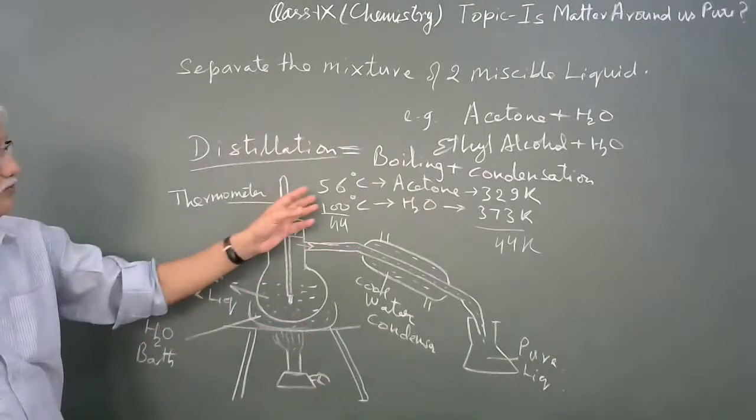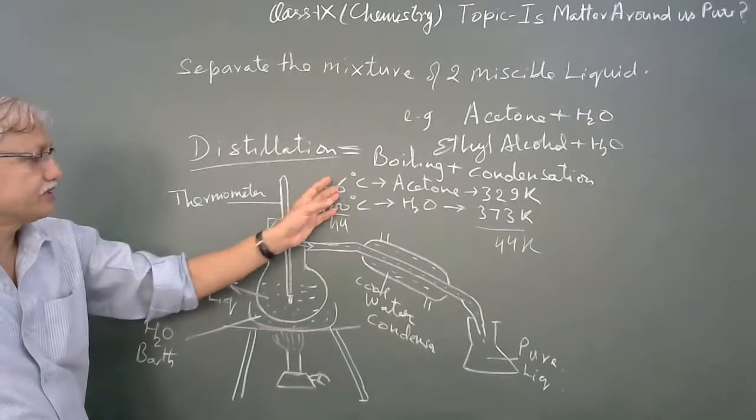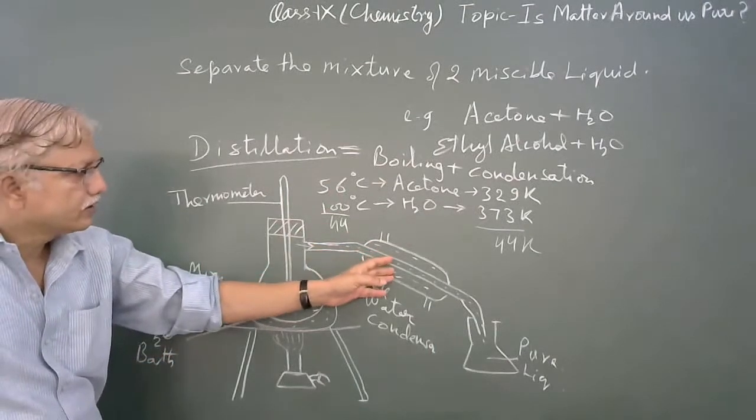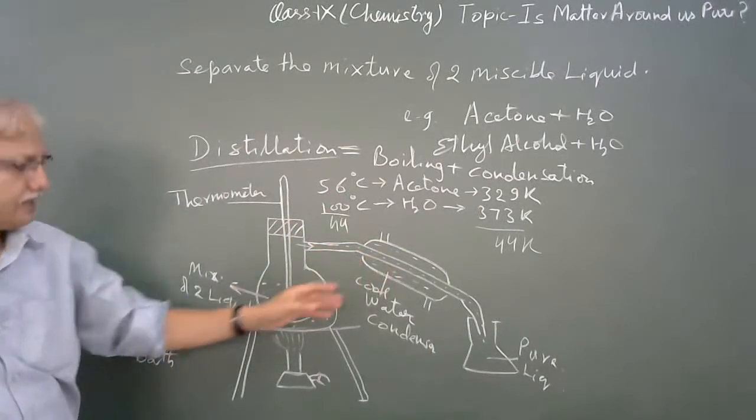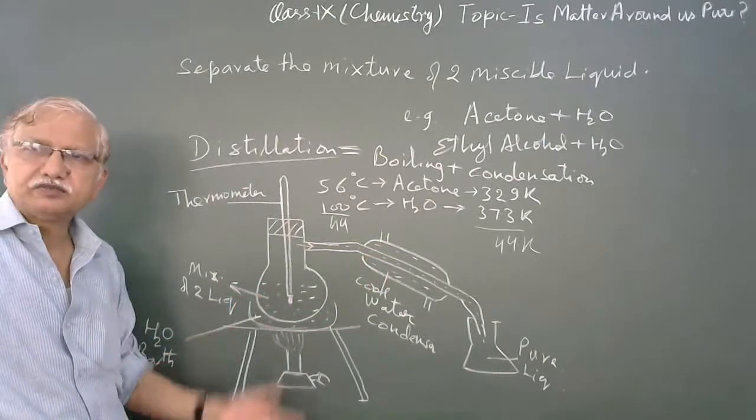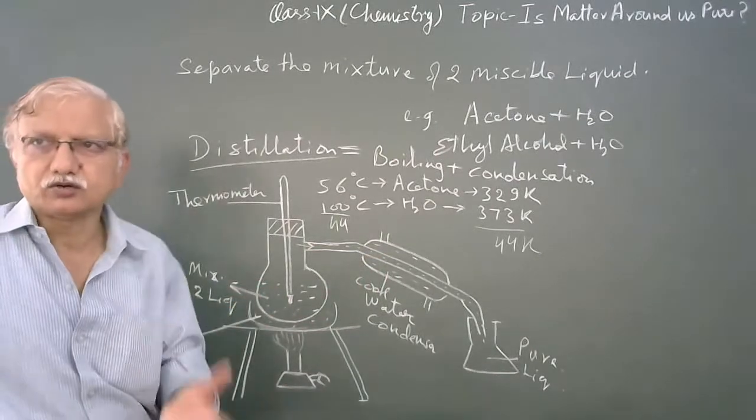So when we maintain the temperature at 56 degrees Celsius, till then all the acetone will convert to vapor state, and afterwards water is left behind. पानी पीछे रहेगा. बाकी acetone अलग हो जाएगा.